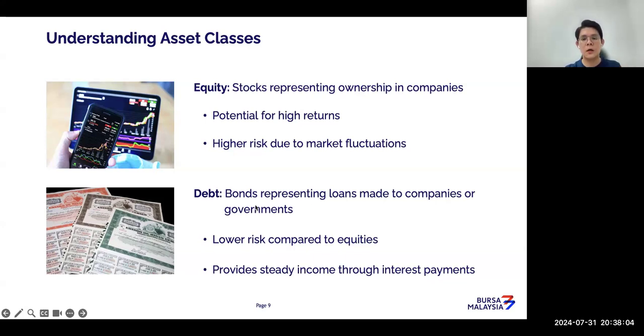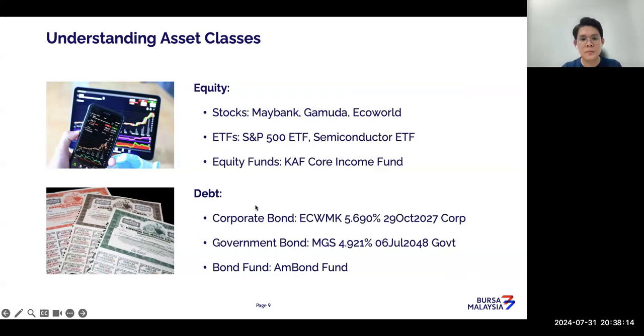In simple words, equity is higher risk than debt. Debt is also considered as bonds. Those are the examples for equities and debt. For equity, we can see there are three types here, which you can buy from different stock markets. The first one is stocks, like what I mentioned just now, like Maybank, Gamuda, and Ecover. And then ETF is also considered as equity.